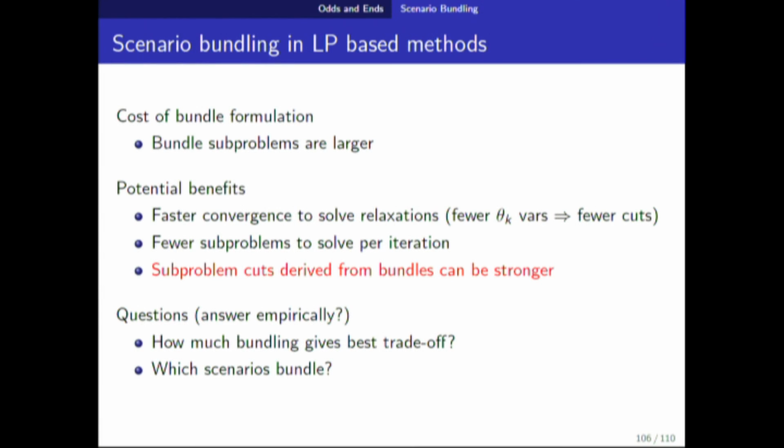Okay. So the empirical questions you have to figure out in this is, how do you bundle the scenarios together? How big should the size be? And that's just a trade-off, right? The bigger you make it, the larger those subproblems become, but you have these benefits. So you have to find the right balance there.